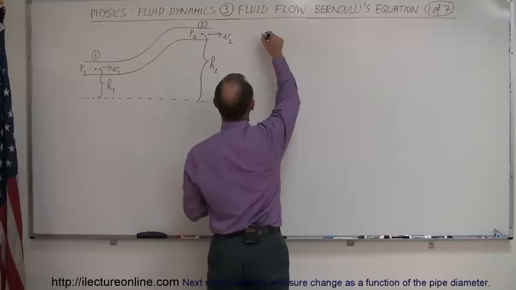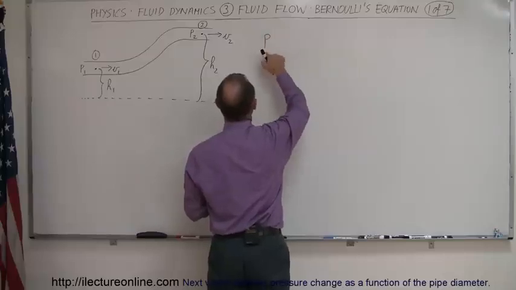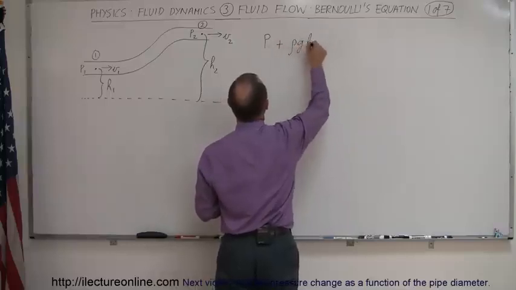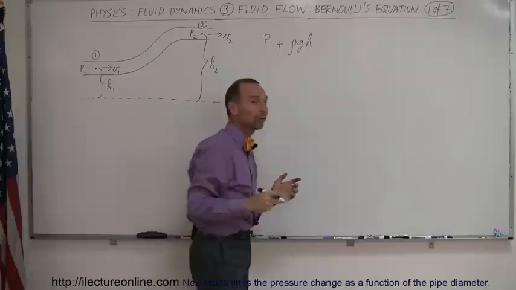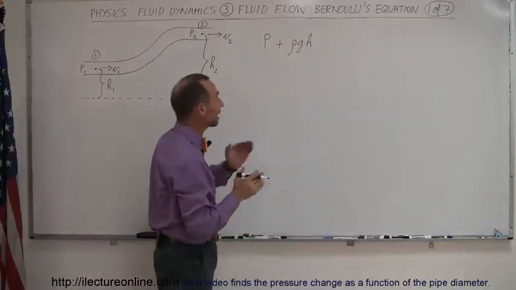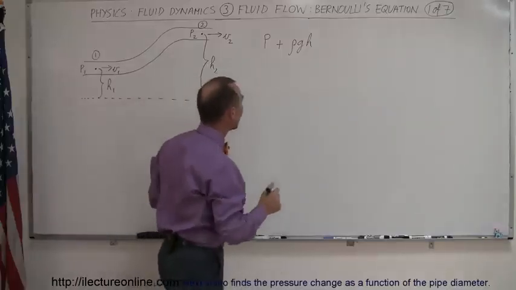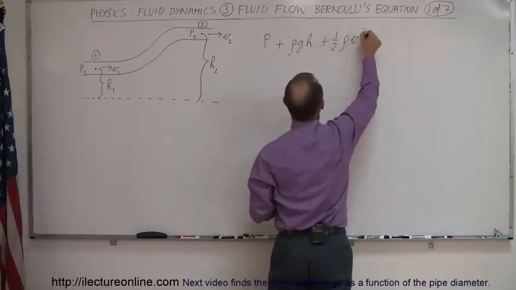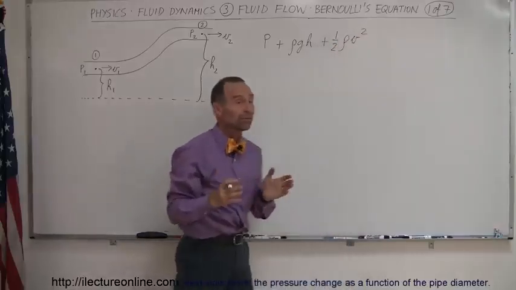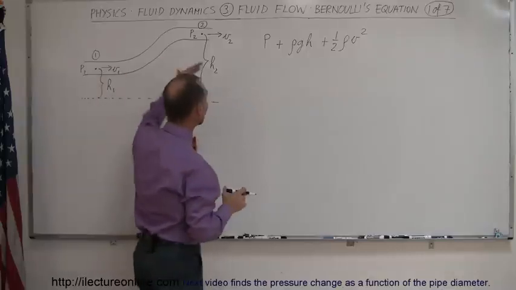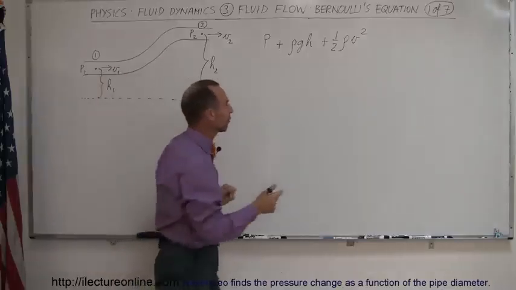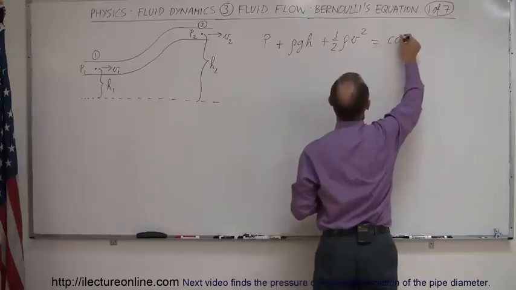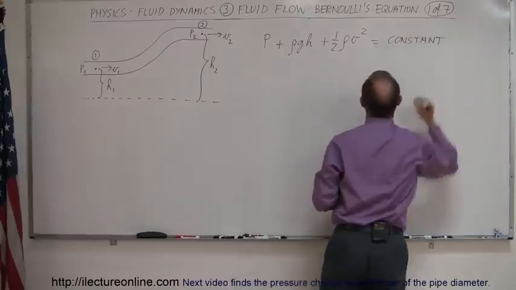Starting out, we're going to say that the pressure at any point inside the pipe plus rho gh of the fluid, where rho is the density of the fluid, g is of course acceleration due to gravity, and h is the height above some reference point, plus 1/2 rho v squared. Again, rho is the density of the fluid and v is the velocity of the fluid through the pipe. And again, it doesn't have to be through a pipe, but for simplicity, let's start there. And he said that those 3 terms combined are always constant.